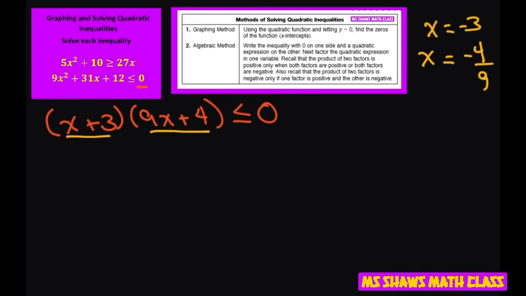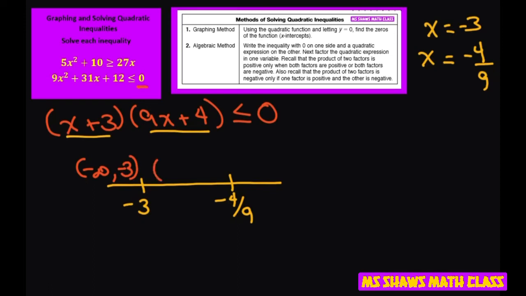Let's do a number line. So put the smaller number first. That's negative 3. Then we had negative 4/9. We're going to check intervals from negative infinity to negative 3, negative 3 to negative 4/9, and then negative 4/9 to infinity. All right, so for this one, we'll read this left to right, plug in 0. If I plug in 0, I'm going to get positive times a positive. So this is going to be positive.